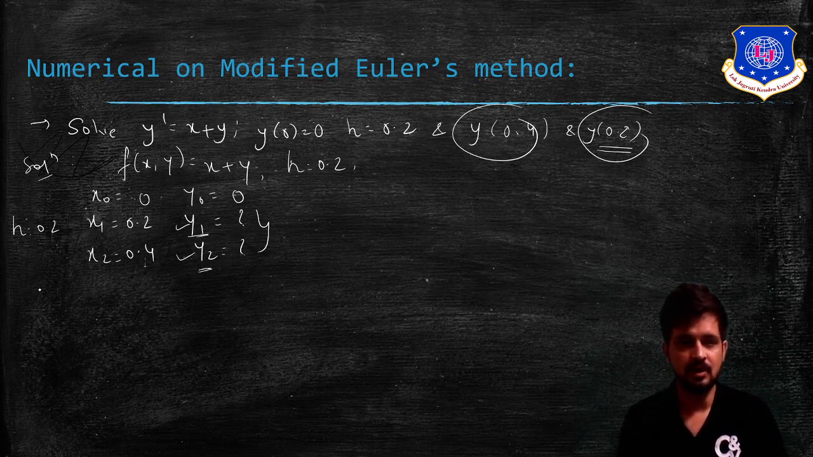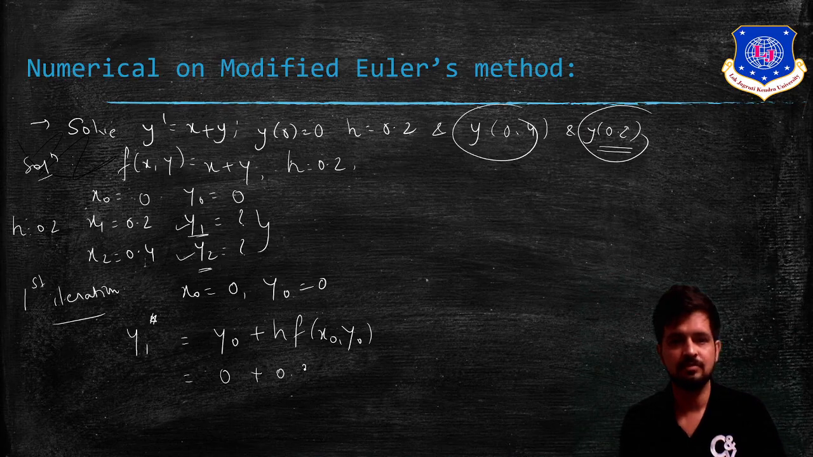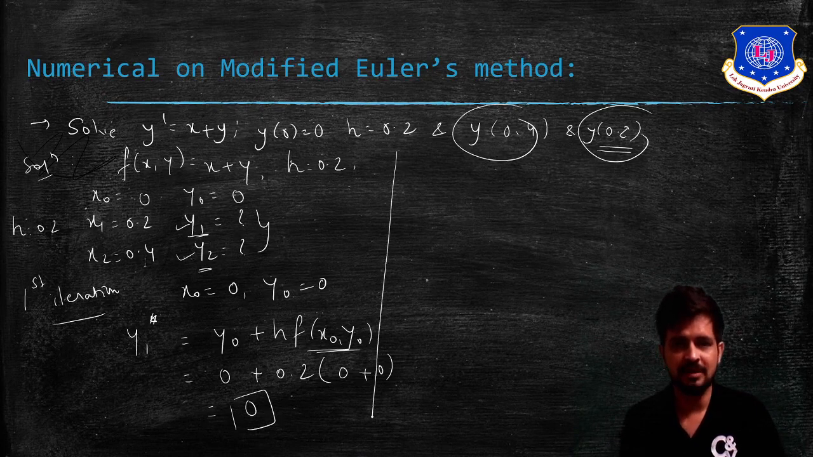Now to find the first iteration, we have to use the initial values, x0 equal to 0 and y0 equal to 0. First of all I have to find y1 star. How can I find y1 star? It is y0 plus h into f of x0 comma y0. What is our y0? 0. What is our h? 0.2. For f of x0 comma y0, we have to place 0 and 0 here. So my y1 star will be 0. This is my y1 star.